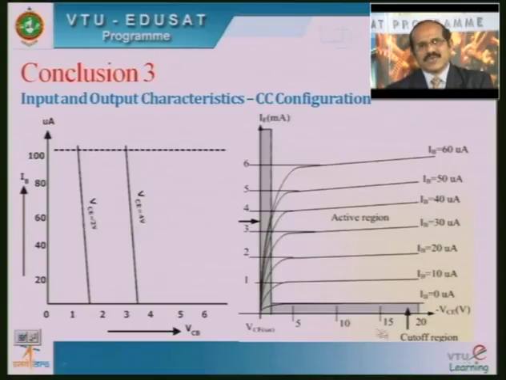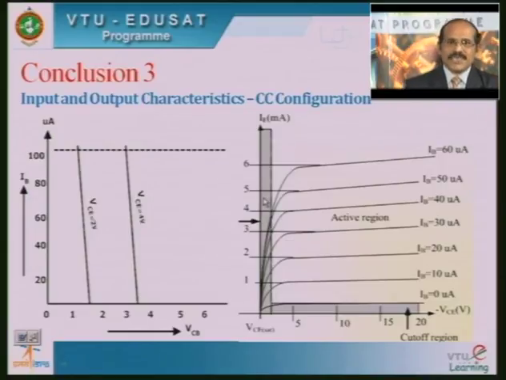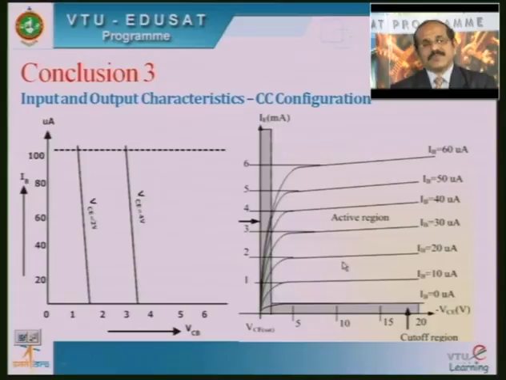There are three regions: the cutoff region, the active region, and the saturation region. The region below IB equal to 0 microamperes is the cutoff region, the region to the left of VCE equal to 0 is the saturation region, and the region between the saturation and cutoff regions is called the active region here.